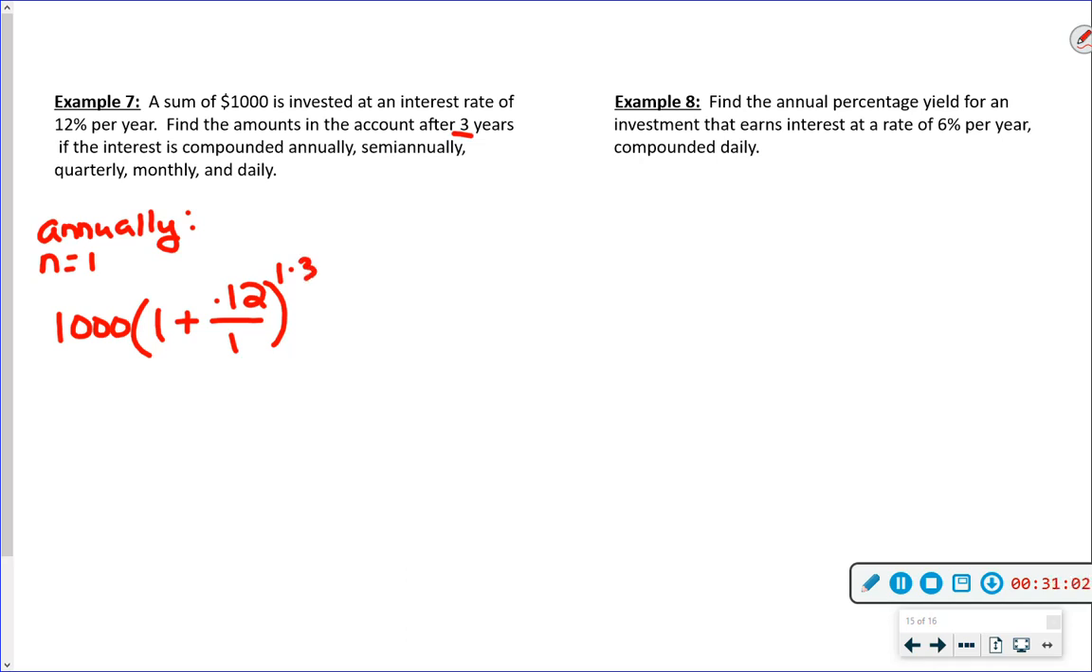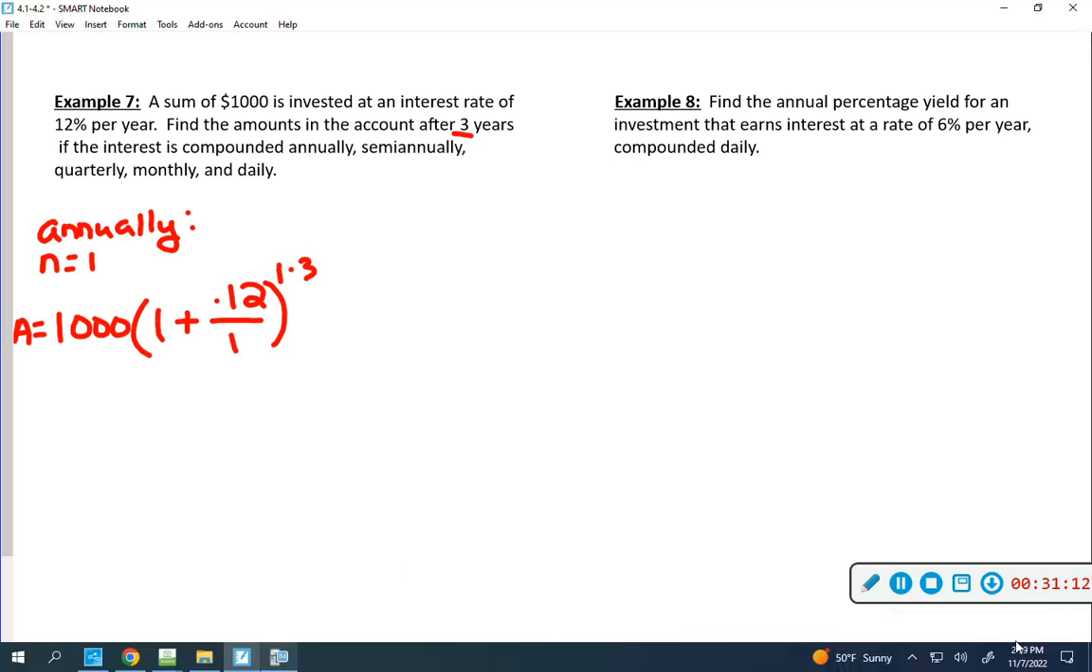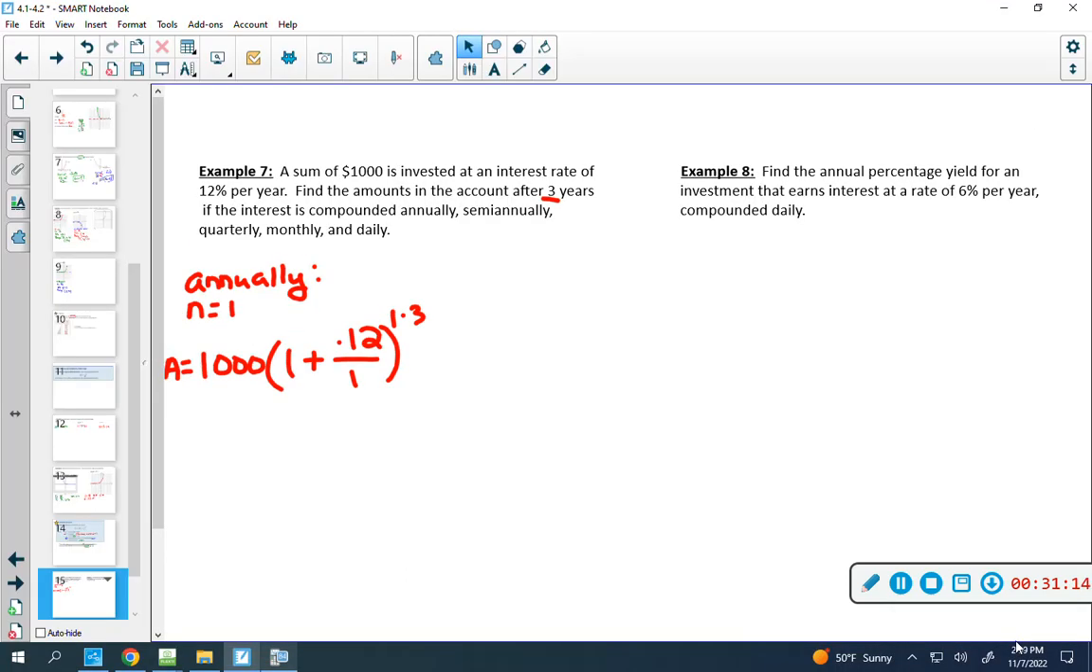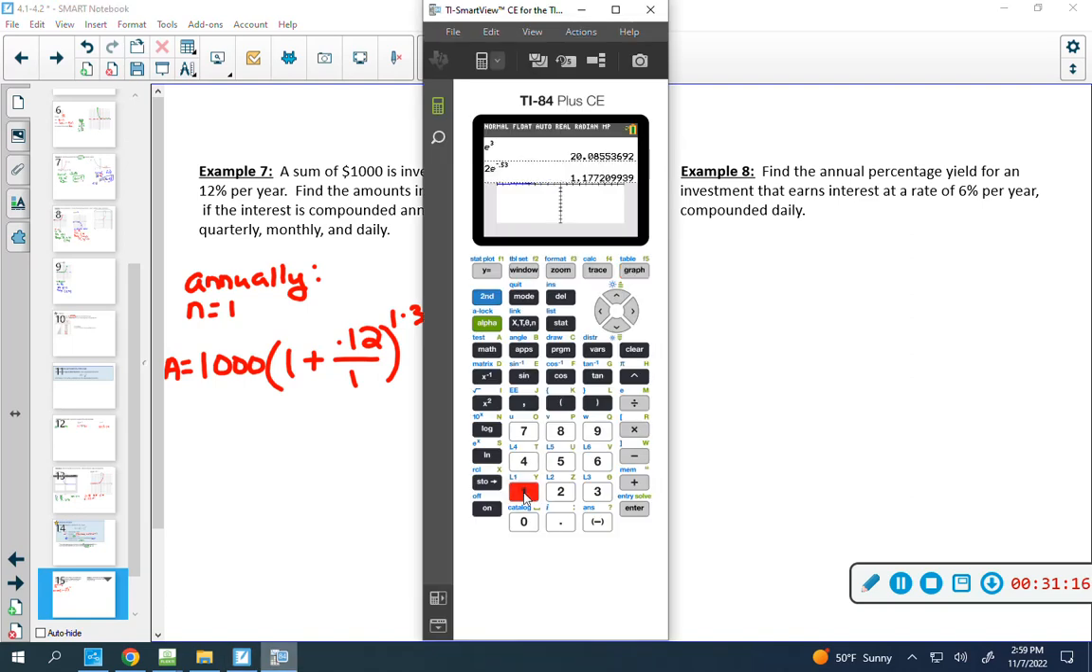From here, this will give you your amount in the account, my A. I'm literally typing that into my calculator. I'm not doing anything fancy. I'm just punching it. Am I going to put over 1? Probably not. So 1,000, 1 plus 0.12. Since it's over 1, I'm not putting over 1. That just seems a waste of keystrokes. 1 times 3, I can just do that in my head, 3. Now, we're talking money here, so I'm going to round that to 2 decimal places so I have dollars and cents. So I'm going to put 1404.93.